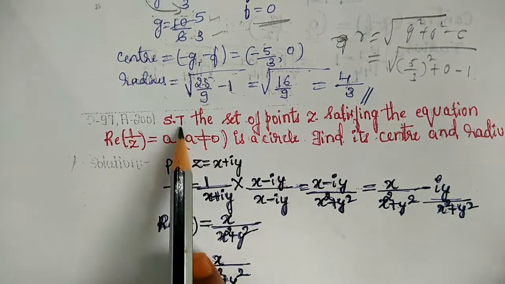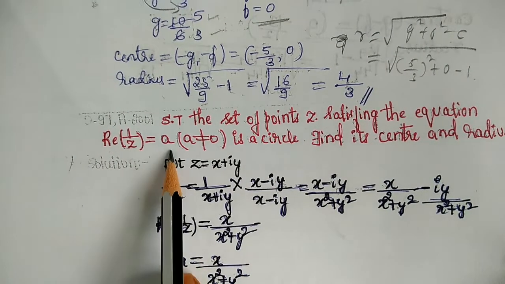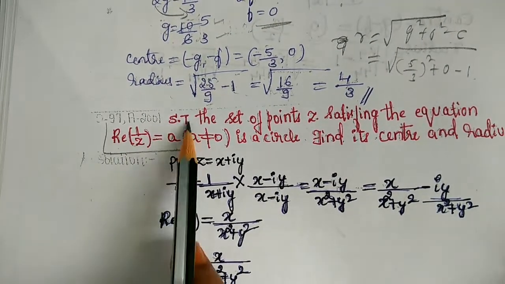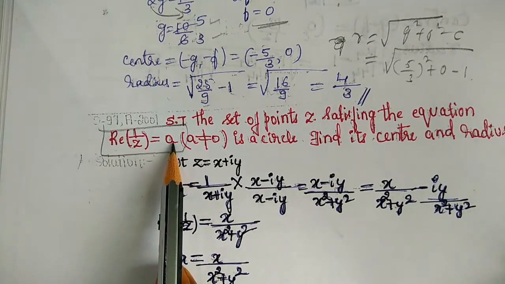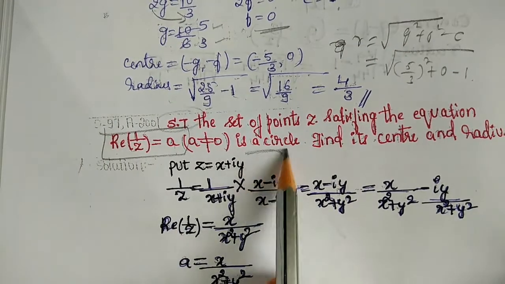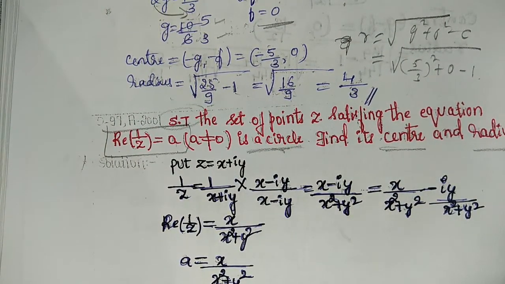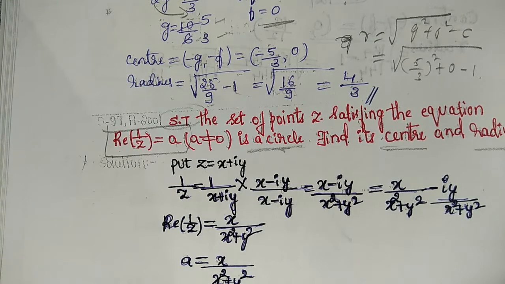So what is that question? Show that the set of points z satisfying the equation real part of 1 by z is equal to a. This is the information. We want to show that this becomes a circle and also find its center and radius. If it becomes a circle, then what is the center and what is the radius of that circle?